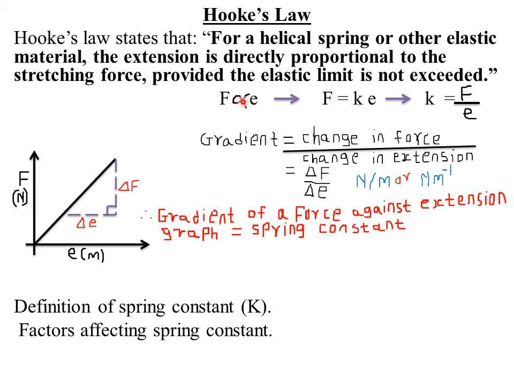Now, mathematically, to remove this proportionality symbol, we usually introduce an equal sign with a constant. Remember, a constant can be any value, for example capital C, even T, or also K. In this case, we are taking K to be our constant. So when we remove the proportionality symbol, we introduce an equal sign with a constant.